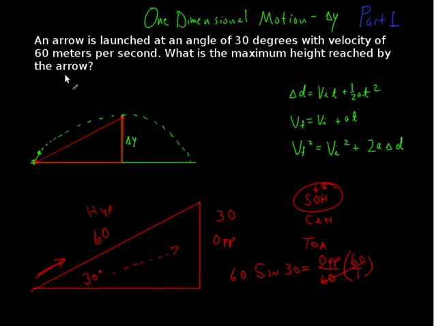So what does that mean? That means of the 60 meters per second, the vertical component, which is our y, is equal to 30 meters per second. That means that at this angle, at 30 degrees, something fired at 60 meters per second, if we looked at it from the side, is only rising at 30 meters per second.